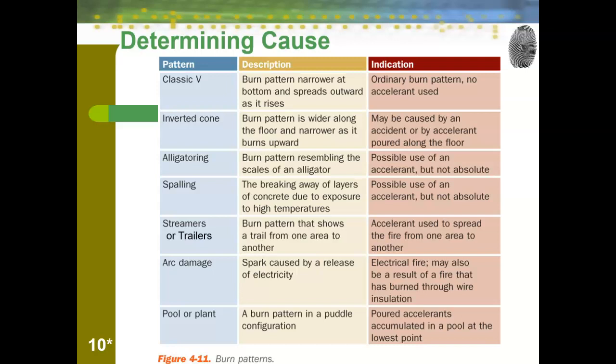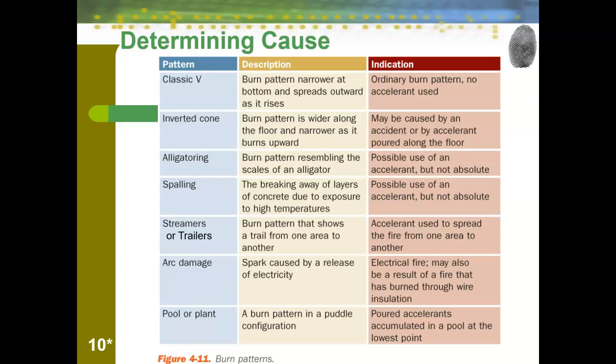Arc damage is a spark caused by a release of electricity. So this tells you that you had an electrical fire. It may also be the result of a fire that burned through wire insulation. So if you already had a fire and it burned into the electric system, you can start seeing arc damage, or arc damage may have happened first, causing your fire. So you do have to kind of figure out which one occurred first.